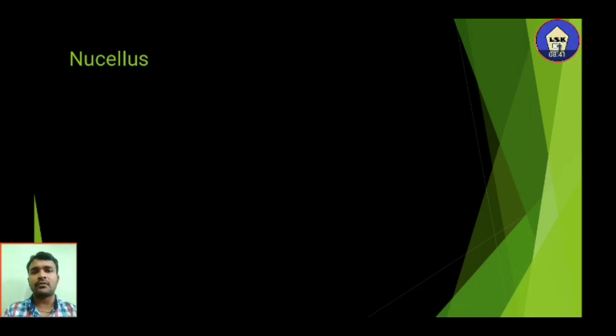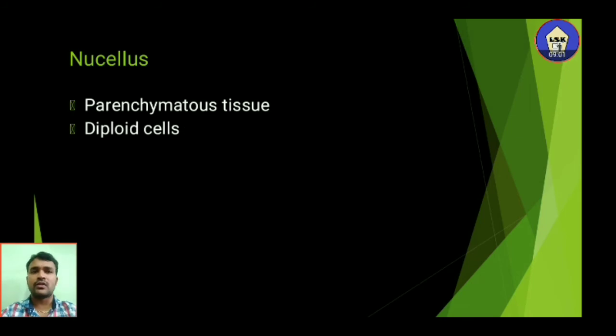The very important part of the ovule is the nucellus. The major portion of the ovule is covered by this nucellus, not nucleus, nucellus. It is mainly composed of parenchymatous tissue. If it is parenchyma, we can guess the function of this particular cell: storage. So parenchymatous tissue is found in the nucellus, and all the cells are diploid cells. They consist of two sets of chromosomes, mainly involved in the storage of food.